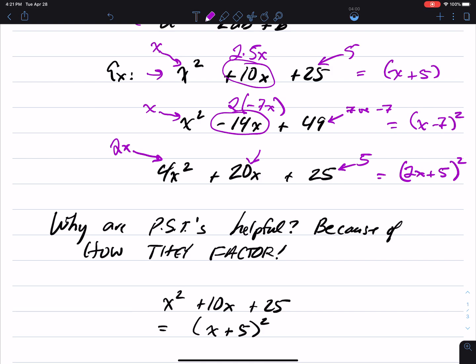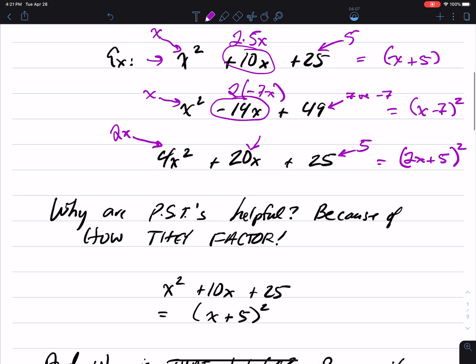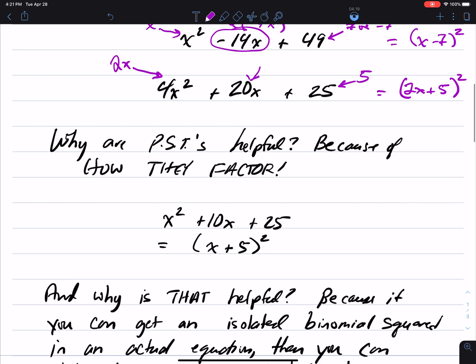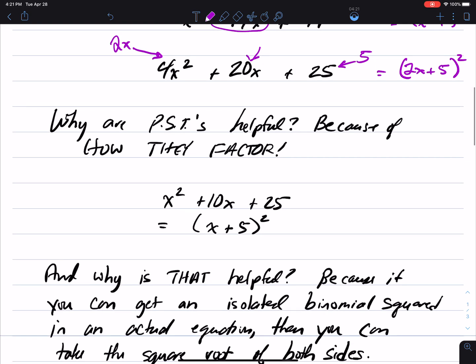So PSTs are good. Think of PSTs as your friend because they factor so efficiently. They are perfect squares. We want you to be able to spot them on contact when you see them. So it's important that you know your squares and recognize your squares. Now, to reiterate something I've been saying, why are PSTs so helpful? Because of how they factor.